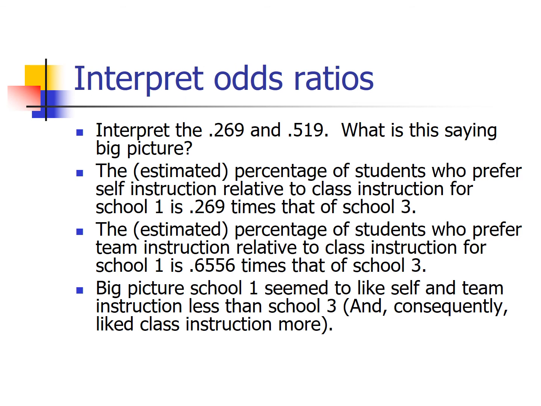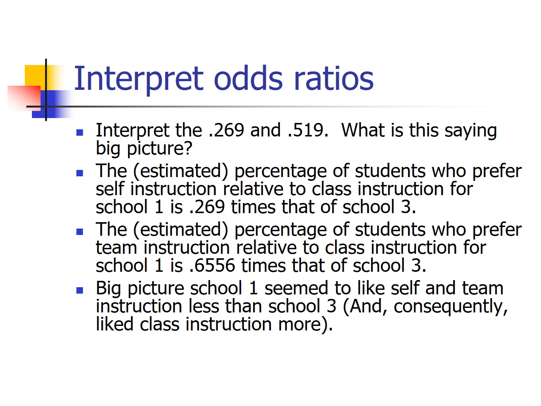And so the last thing to discuss is our odds ratios. Each of them, remember, was comparing school 1 to school 3, but one was comparing self to class. That was the first one. And the second one, the 0.519, was comparing team to class.